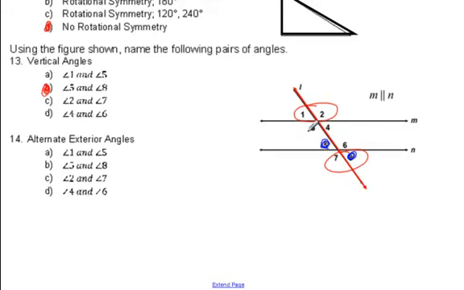What kind of angles are those? Vertical. Vertical angles. Good. Okay, 2 and 7. Yes. We know that alternate exterior angles are congruent. Good.